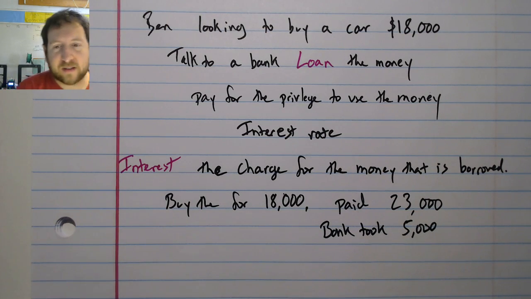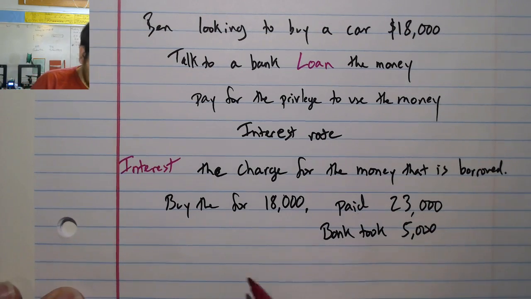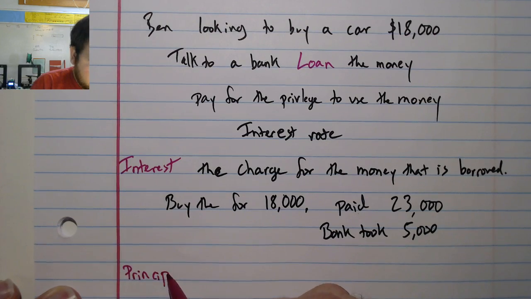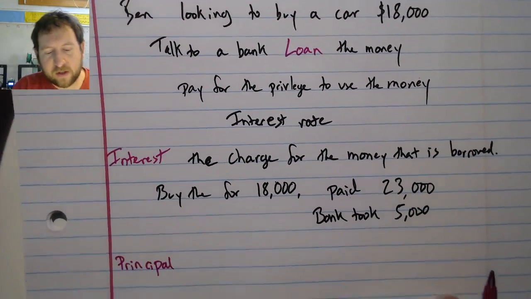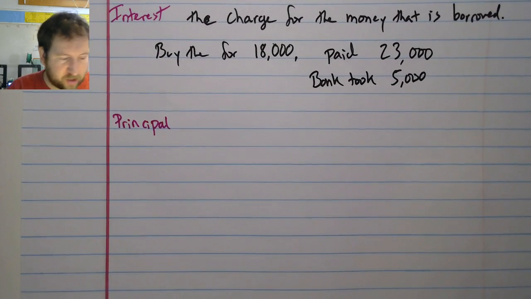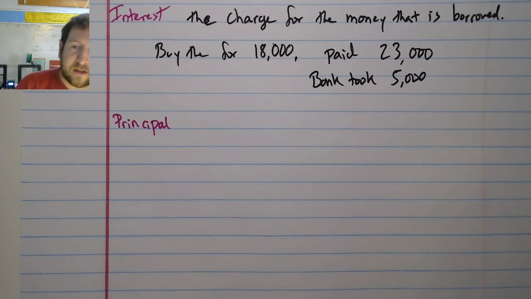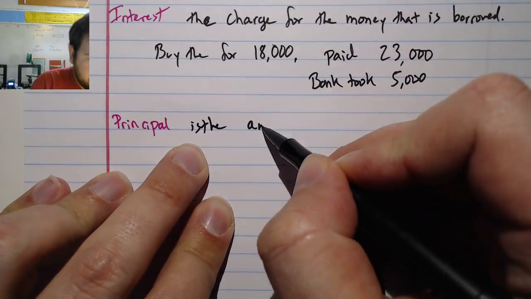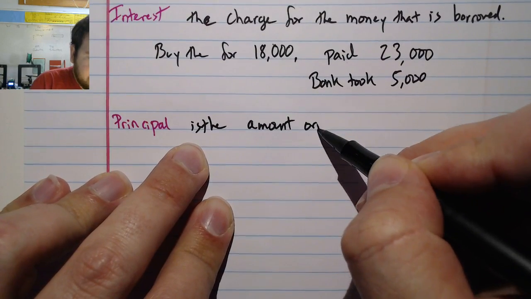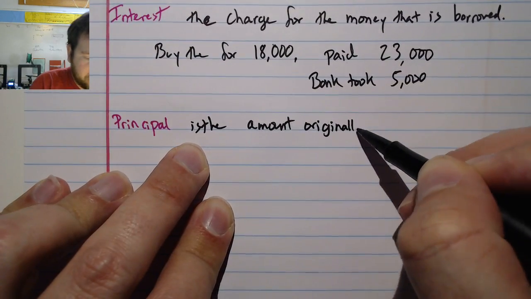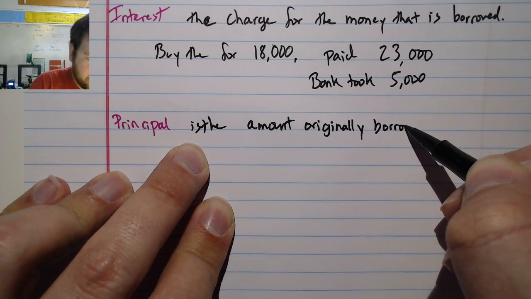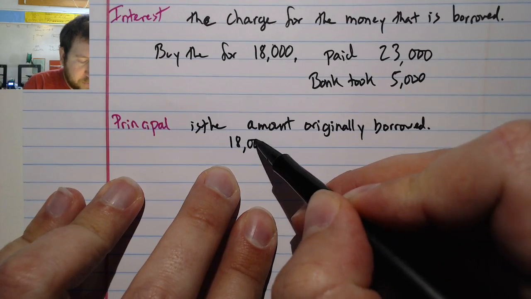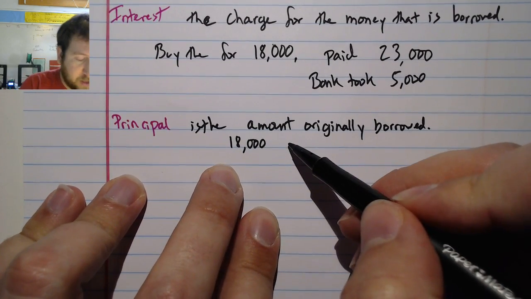Okay? The next term that we're going to be talking about is the principal. Now, the principal is not, in this case, the person in charge of a school or something like that. But instead, the principal is the amount originally borrowed. In this case, it would be the $18,000 that Ben got after he took the loan.